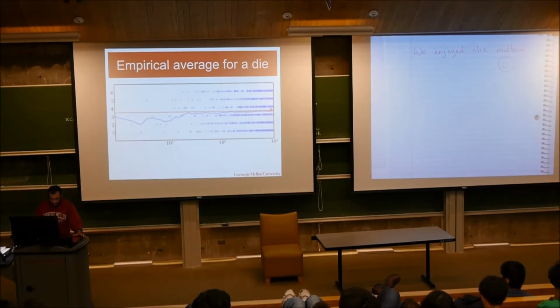And the question is: is this convergence a guaranteed behavior if we repeat our trials more and more and more? Is that guaranteed to happen? And how quickly does it happen?